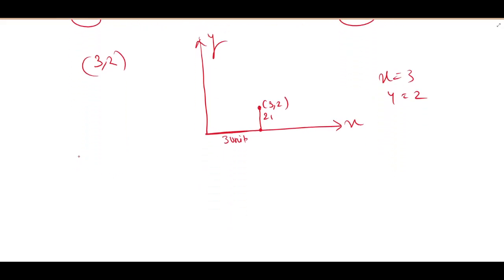Similarly, if we want to plot minus 3 comma 2, we go along the negative x-axis 3 units and 2 units along the positive y-axis. So this is minus 3 comma 2, where these lines are the coordinate axes.